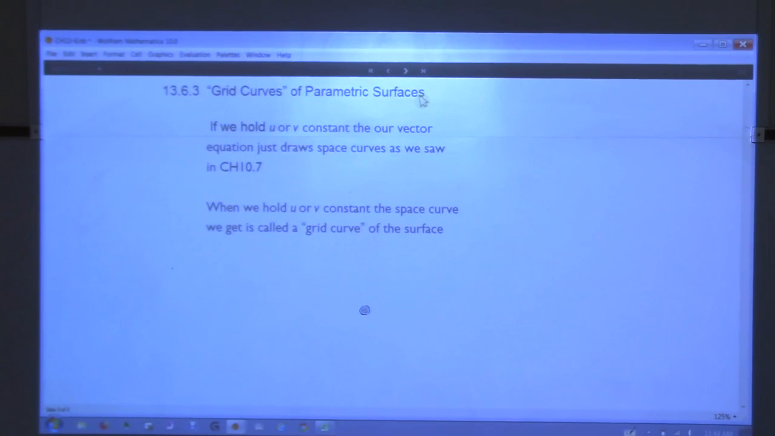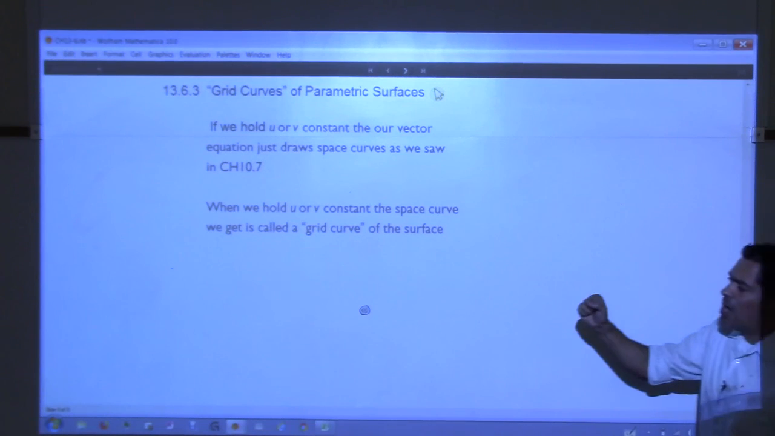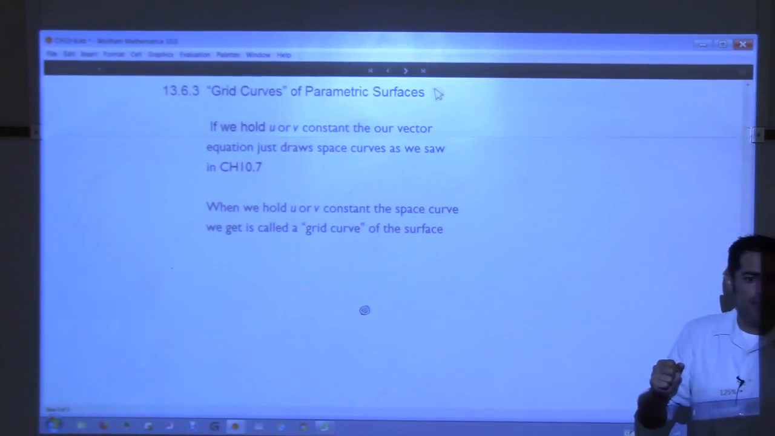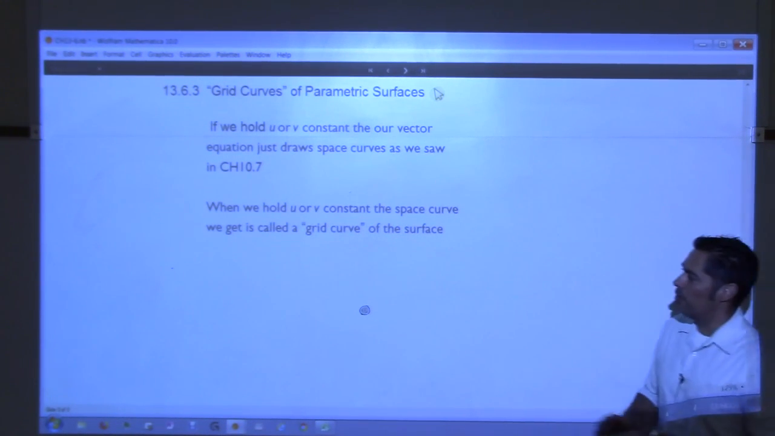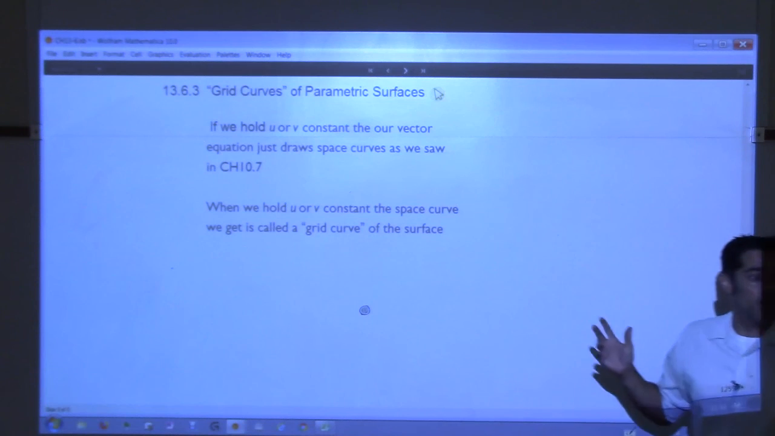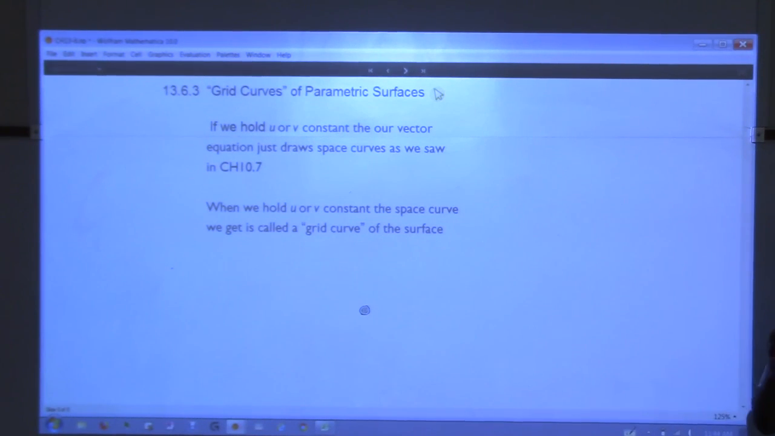Now, if we were to hold one of the variables constant and let the other one change, then we draw what are called space curves, or grid curves. So that's what we were just doing a second ago. I was moving us out somewhere, and then I said, let the other one vary, and it would draw us a certain part of our surface. Those are called grid curves.